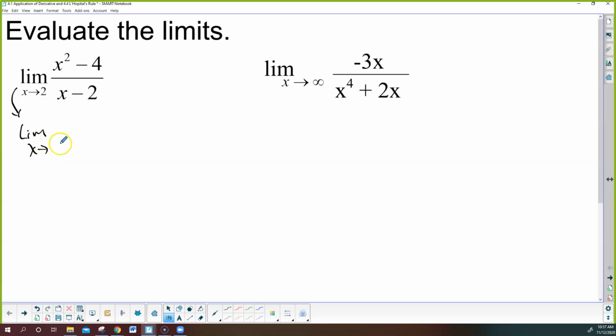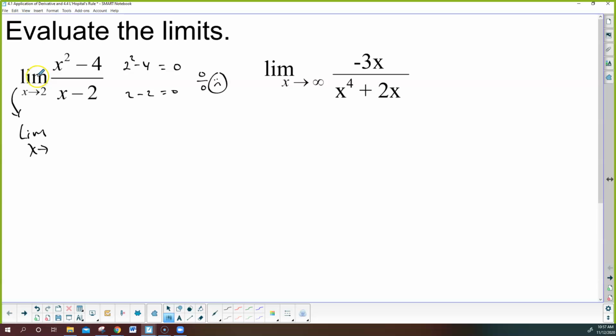Now, the first thing that I want you to realize is if I plug in 0, or excuse me, if I plug in 2, I end up with 2 squared over 2 squared minus 4, which is 4 minus 4. I get 0 on top. If I plug in 2, I get 0 on bottom. So I end up with what's called an indeterminate form. And we said we don't like that, right? That doesn't help us out.